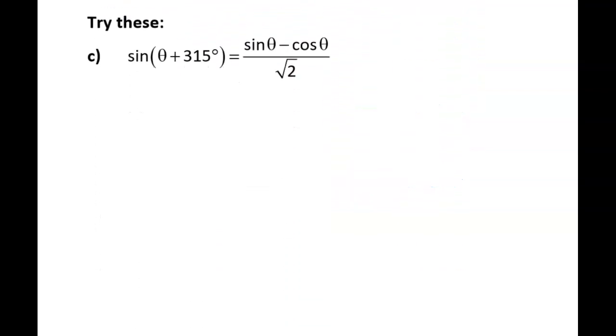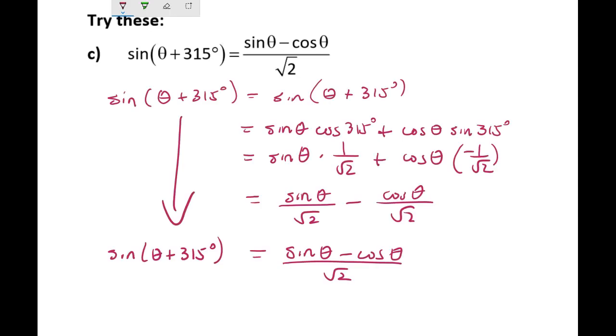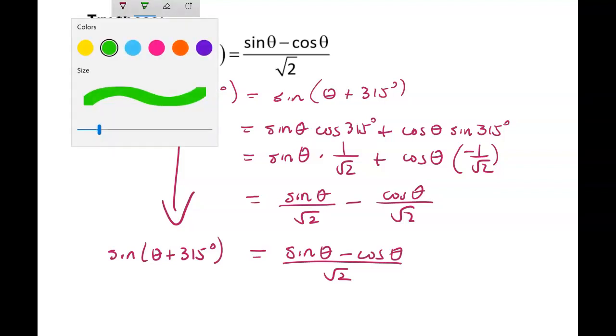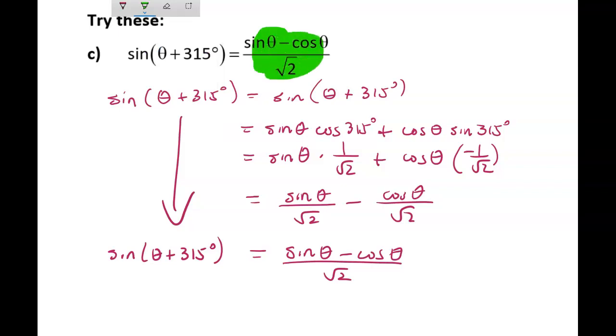Your turn to try C. So why don't you pause the video and try this one on your own. All right, here's my proof. I used the unrationalized version of cosine and sine of 315 because I saw that the target, that is the thing that we're trying to make this look like, had a square root of 2 in the denominator.